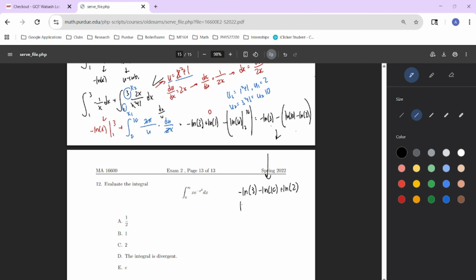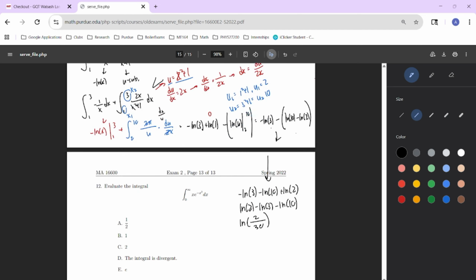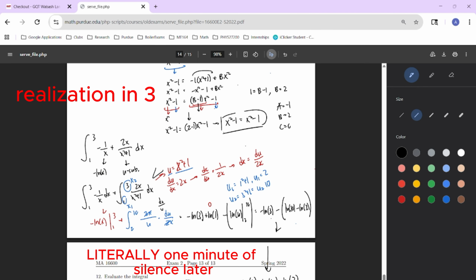We can rewrite this to become ln of 2 minus ln of 3 minus ln of 10 to make it a little bit easier to understand. From there, this becomes ln of 2 over 30th. That's not correct. Oh, sorry.